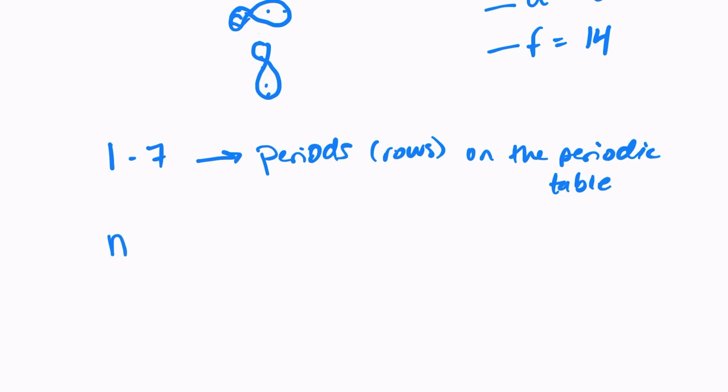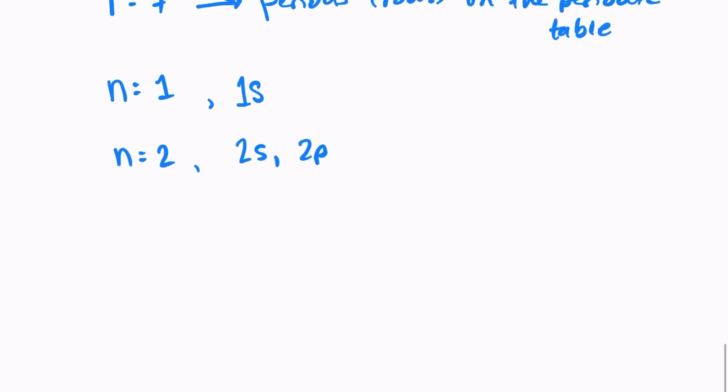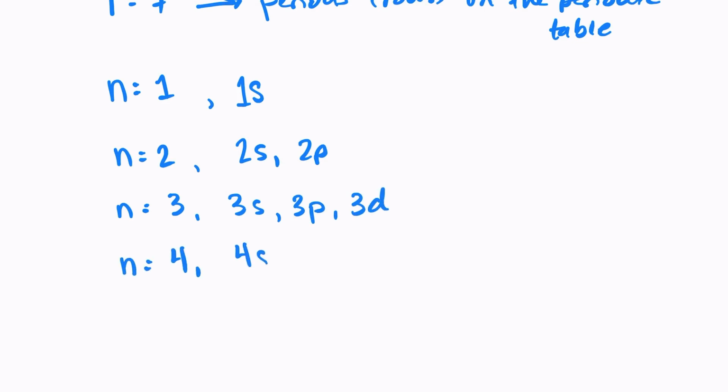So for energy level 1, we only have 1 sublevel, 1s. For energy level 2, we have 2 sublevels, 2s and 2p. For energy level 3, we have 3 sublevels, 3s, 3p, and 3d. For energy level 4, we have 4 sublevels, 4s, 4p, 4d, and 4f, and so on and so forth.